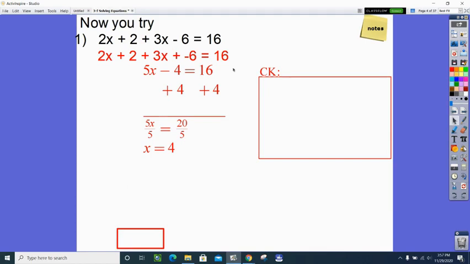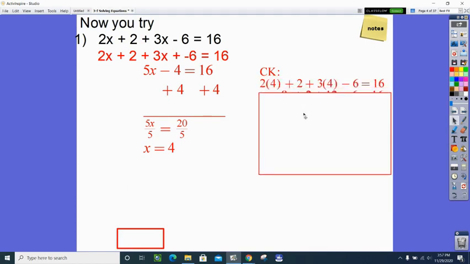So we're going to put the 4 back in the original. And there is that original, but the x left and became a 4, and this x left and became a 4. Now, guys, order of operations. Don't just start going left to right. We only have multiplying, adding, and subtracting, so we're going to multiply first. 2 times 4, write it down. Plus 2, plus, and now 3 times 4, write it down, and then minus 6.